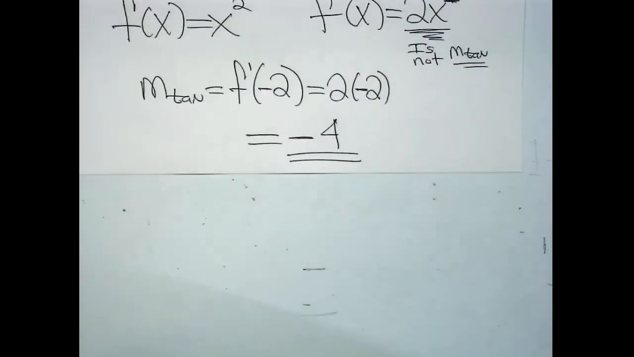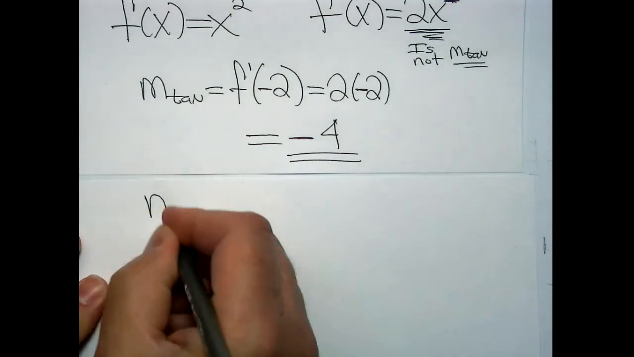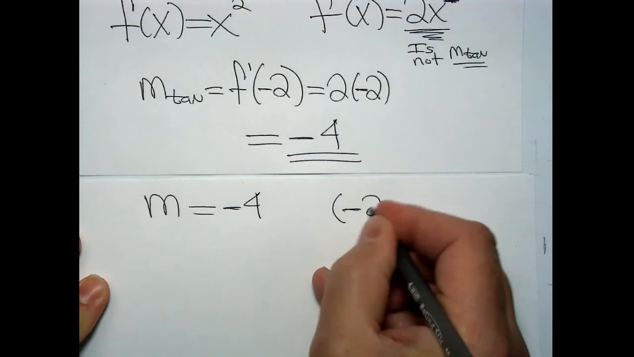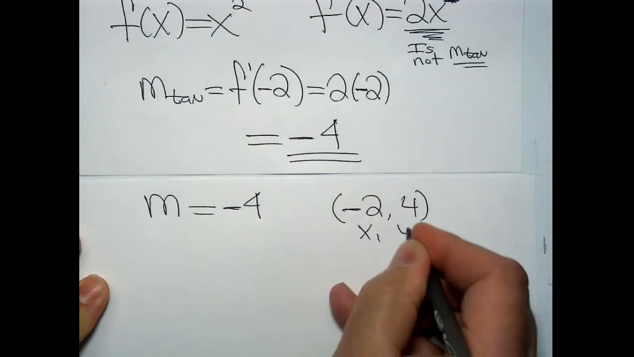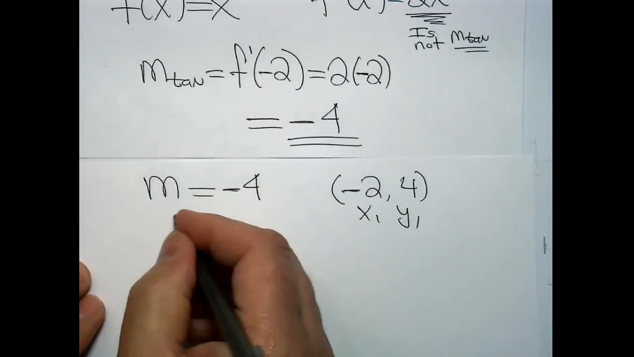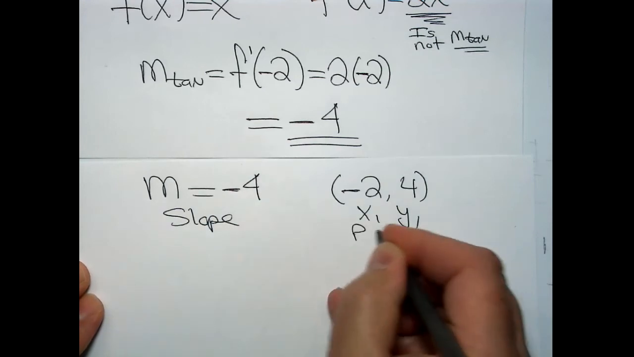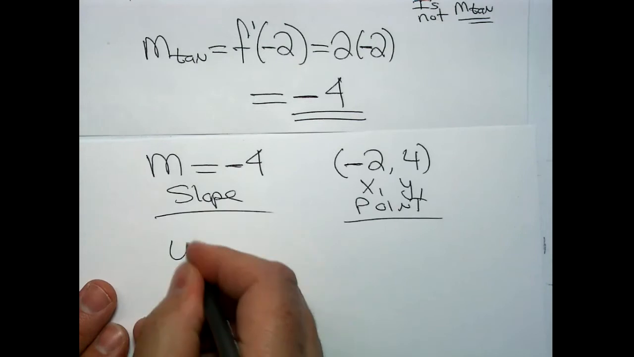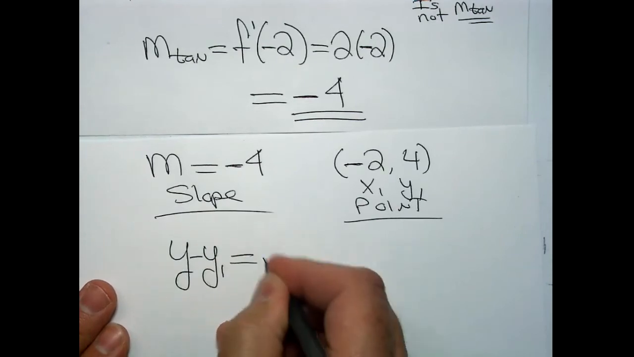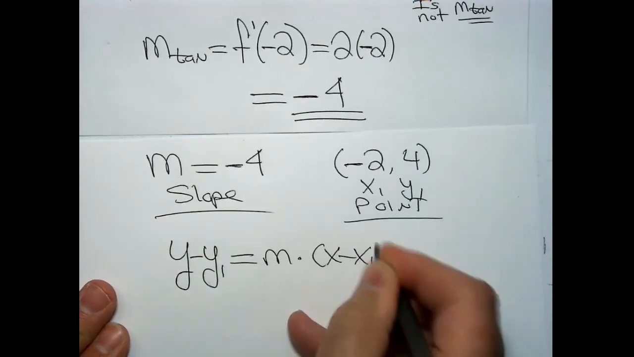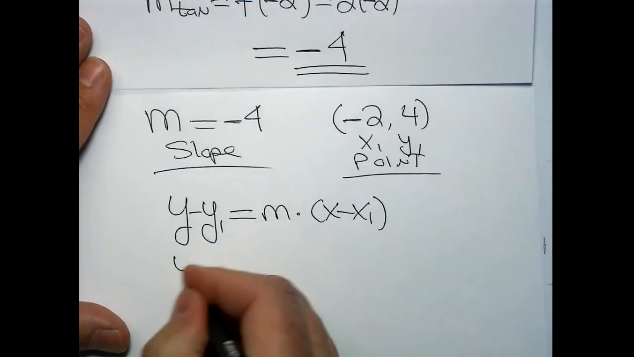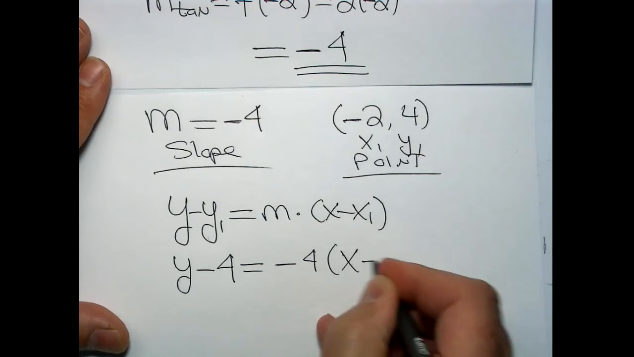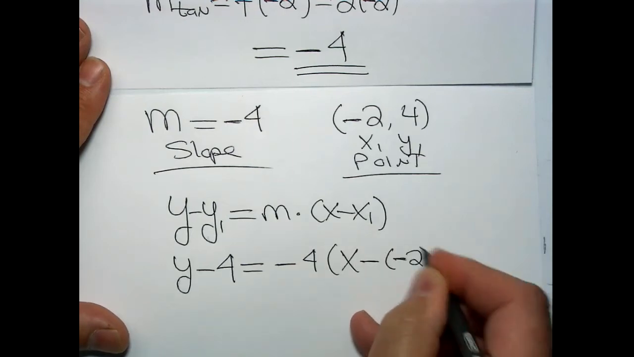Now it's time to finish up. No calculus needed, right? The slope of your line is negative 4. There is a point on your line, which is negative 2, 4. That's x1, y1. And anytime you're given a slope and you're given a point, the best form we could possibly use would be point slope form. Y minus y1 is m times x minus x1. Y minus 4 is slope negative 4, and that's x minus x1.